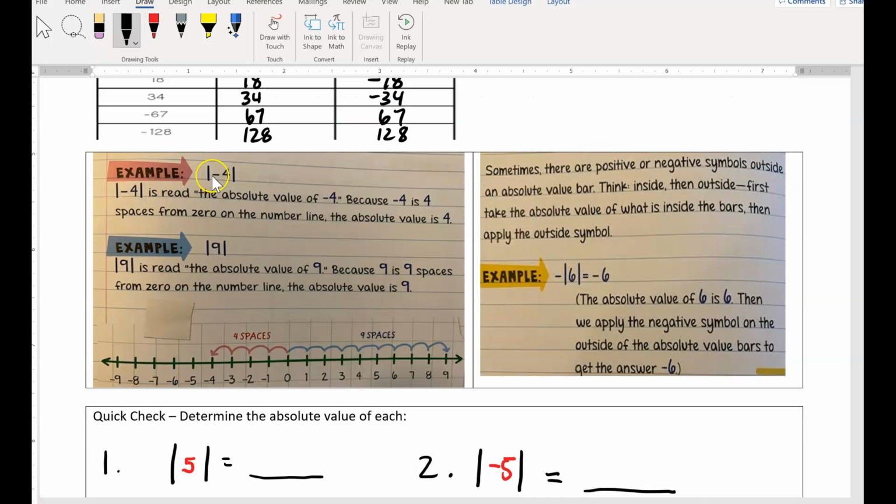Here you have two examples that explain why the absolute value of -4 and the absolute value of 9 are respectively 4 and 9, because -4 is 4 spaces from zero and 9 is 9 spaces from zero.